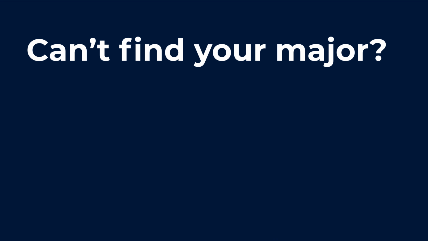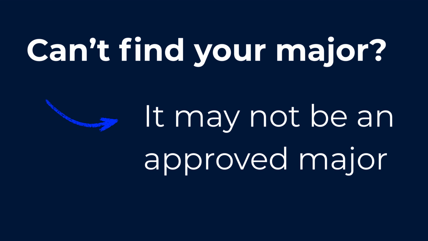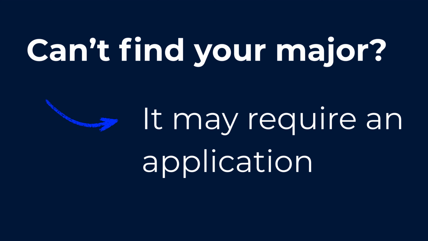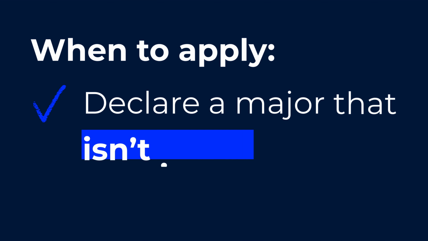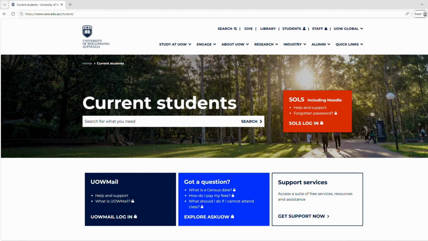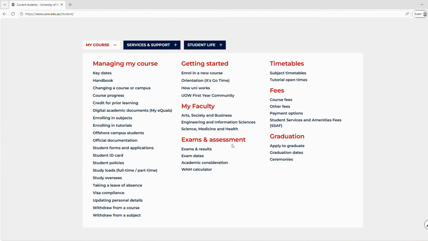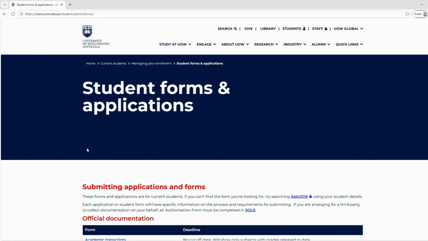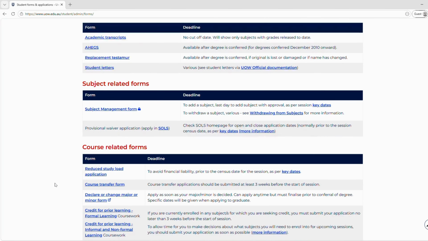Can't find the major you're looking for? Don't stress. It may not be an approved major for your course, or it may require a separate application. If you need to change a major or declare a minor that isn't available in SOLS, you'll need to submit an online form. You can access this form through the UOW Student Forms and Applications webpage, or click the link in the description below this video.